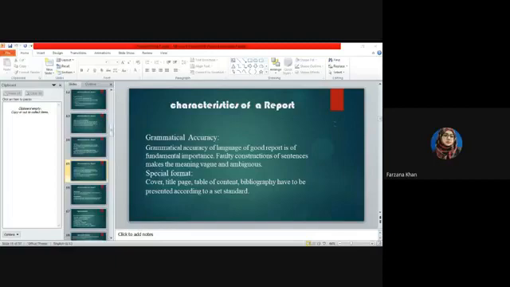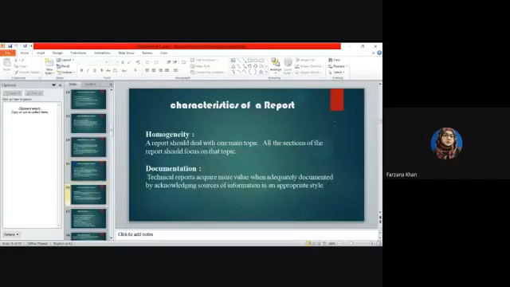Special format, and this is basically the structure which I already told you. The technical report or the business report uses a defined format which includes the cover page, the title page, table of contents. It includes the explanation of abbreviation, the list of illustrations, letter of transmittal, and appendices. So these have to be prepared according to the set standard, according to the format which has been assigned to you by the organizations. So it is very important that you follow the certain format which is assigned to you.